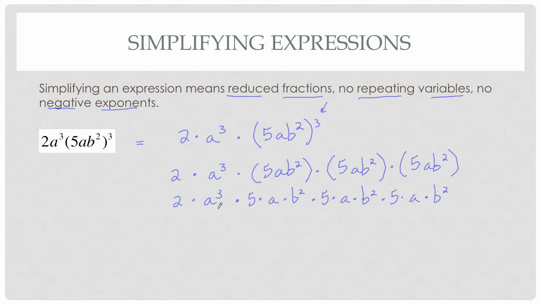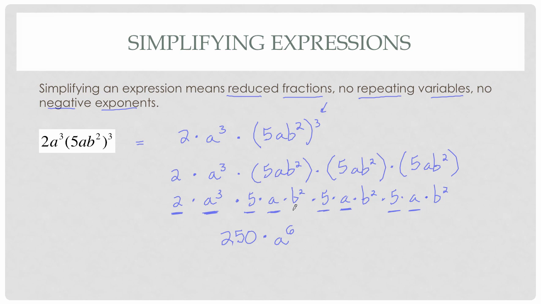So let's start to simplify things. I'm going to start with the numbers. So we got 2 times 5, which is 10, times another 5, which is 50, times another 5, which is 250. So with just the numbers, I've got 250 times, now let's go with my variables, a to the third times an a, so that's 4 a's, times another a, that's 5 a's, times another a, that's 6 a's, so that's a to the 6th power.